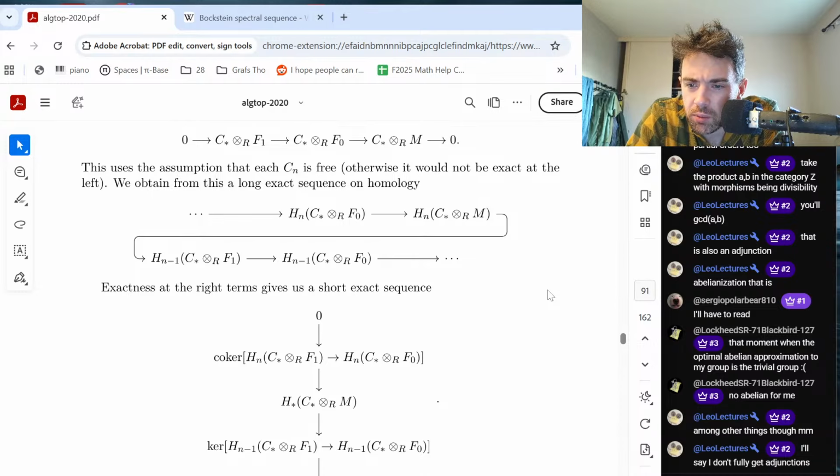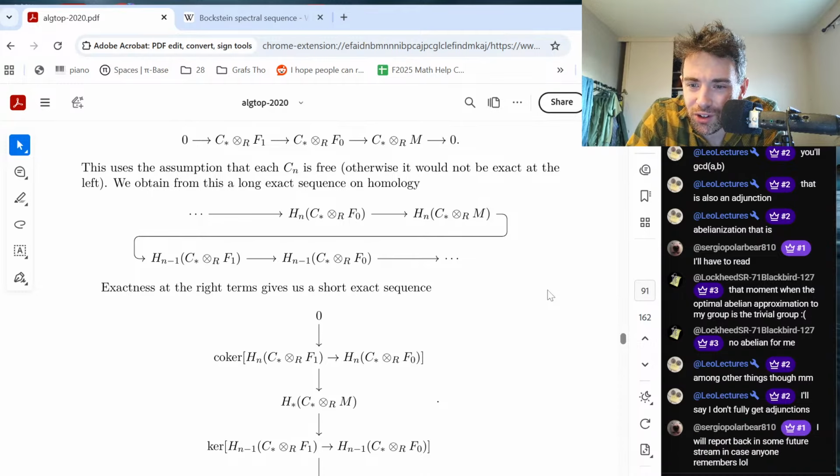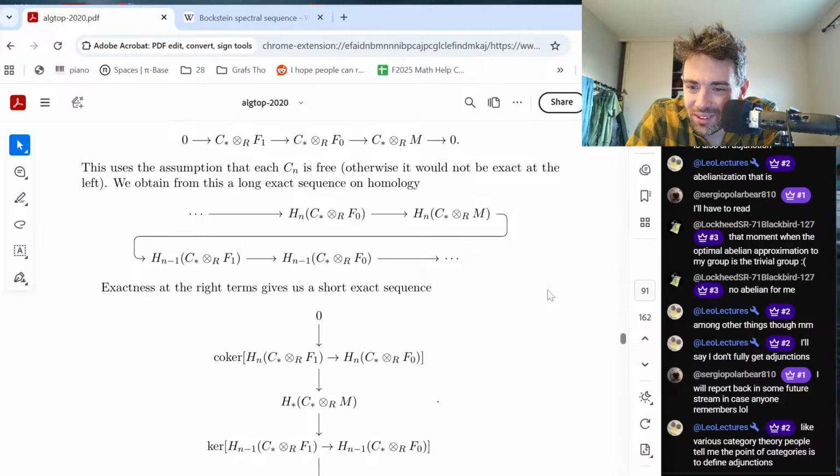That moment when the optimal abelian approximation to your group is a trivial group. Yeah, I mean, it do be like that sometimes. You will report back in some future stream in case anyone remembers. Looking forward to it.